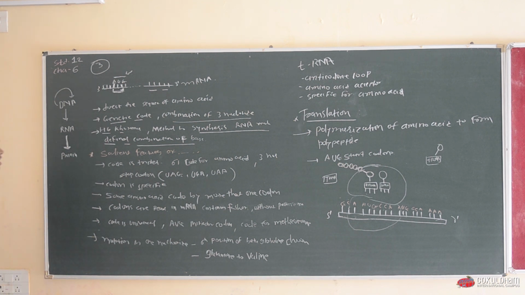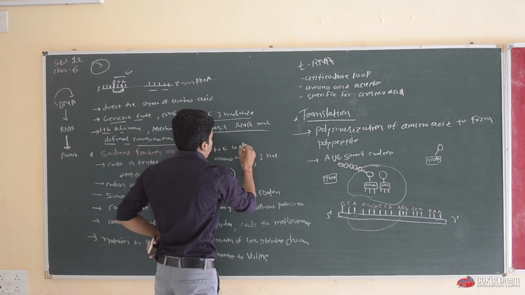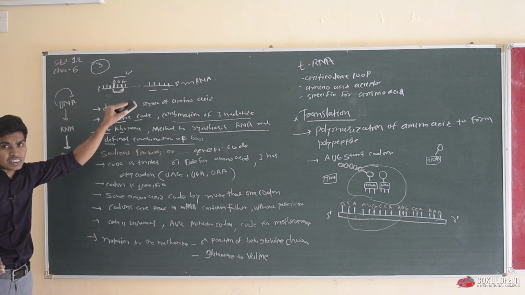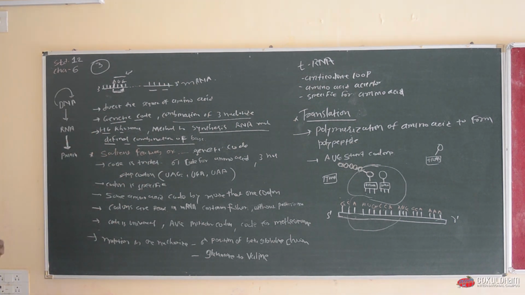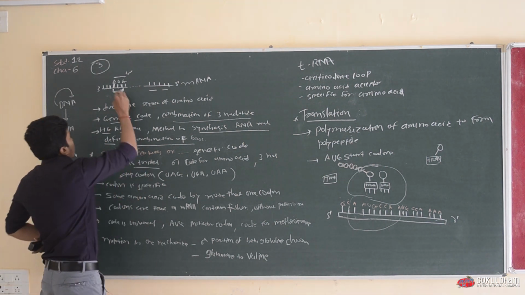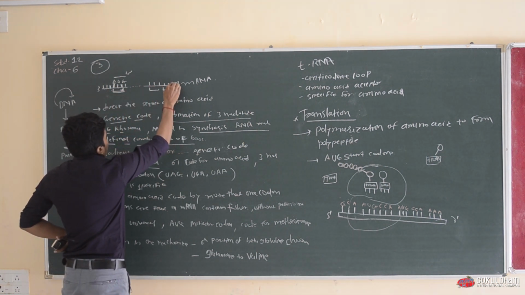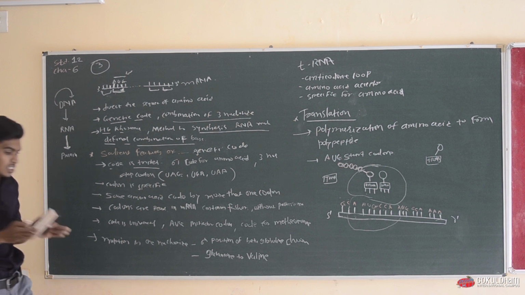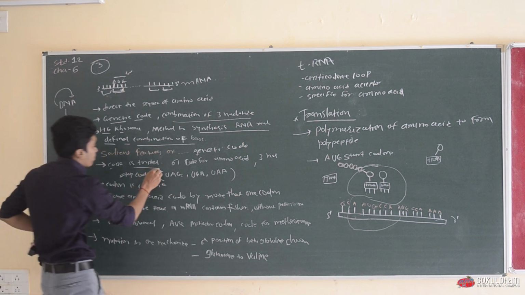Salient features of the genetic code. These are the codes present on the mRNA, known as the genetic code, and the salient features of this genetic code are: these codes are triplet. This is 1, 2, 3. Likewise, it is a code made up of three nucleotides, so it is called a triplet.